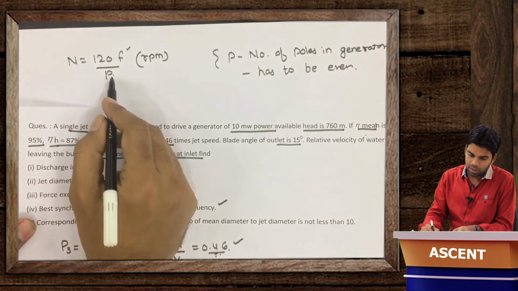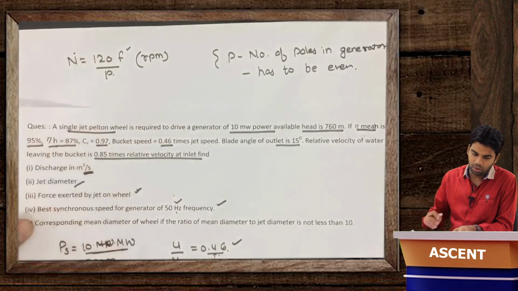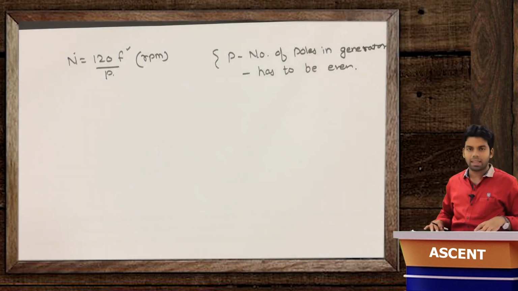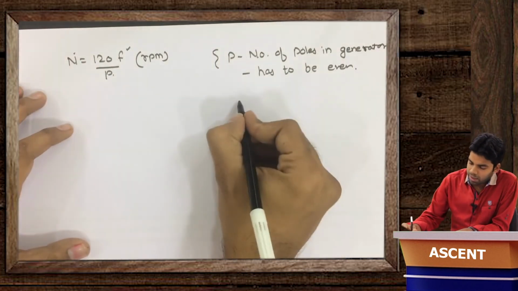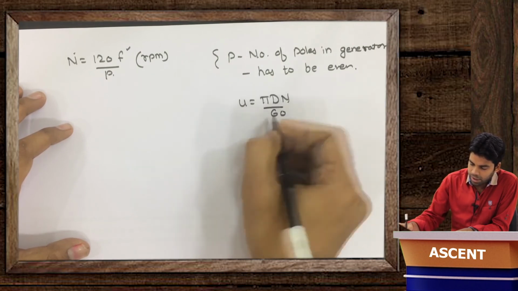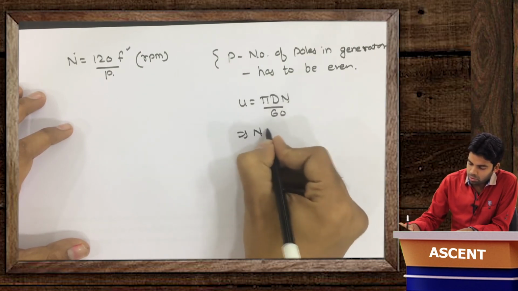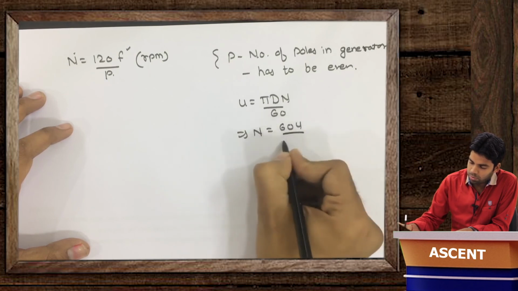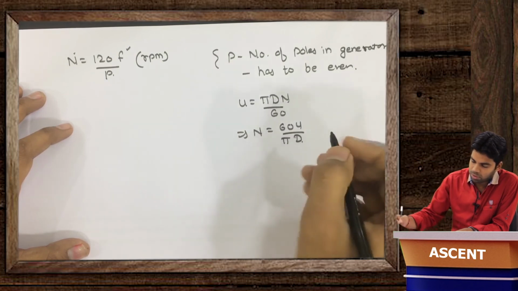So from here we can determine the number of poles if we have the value of N. Now determining N is very simple. How can you determine N? U is equal to pi dN by 60. Getting this? Or N is equal to 60 U by pi into D. So just put the value.